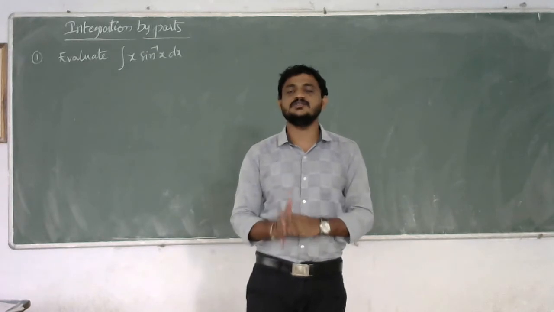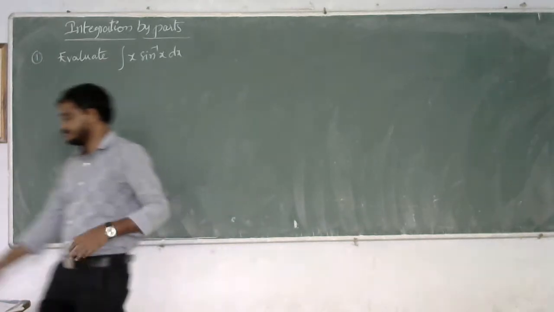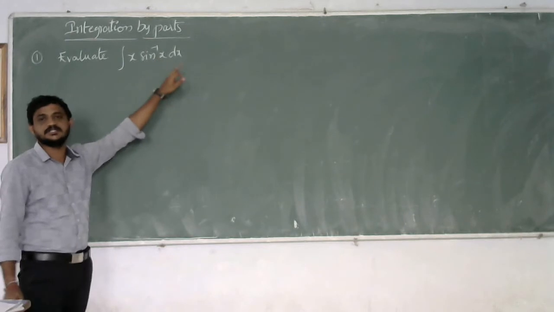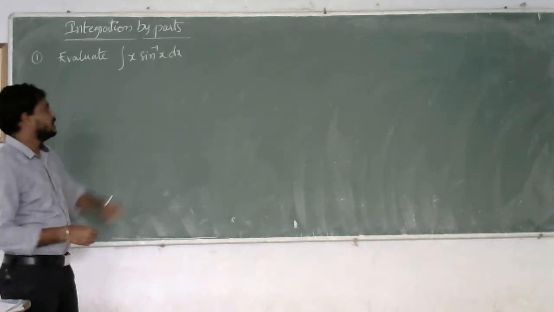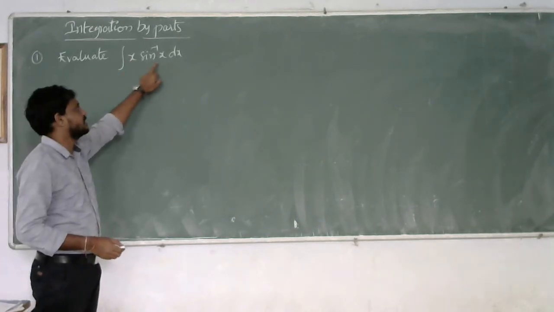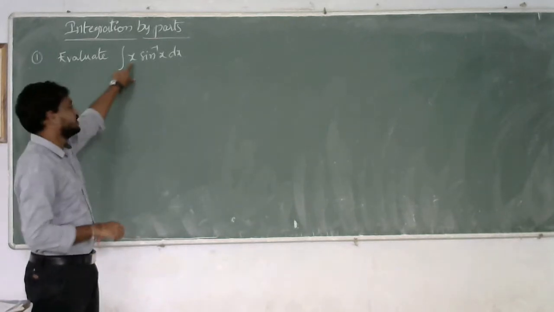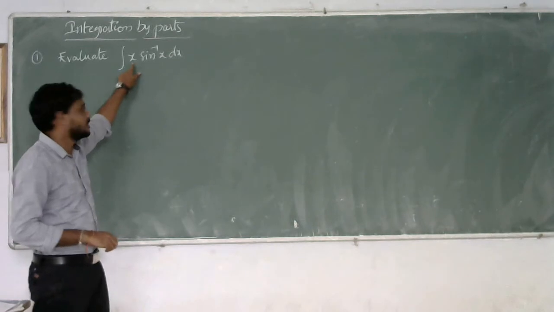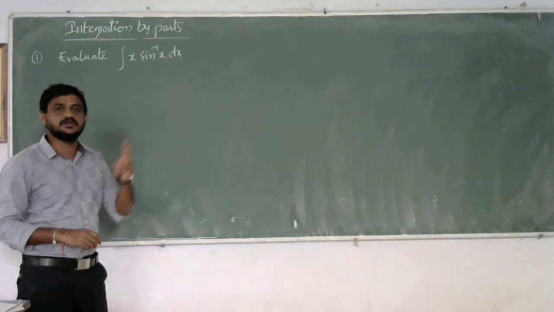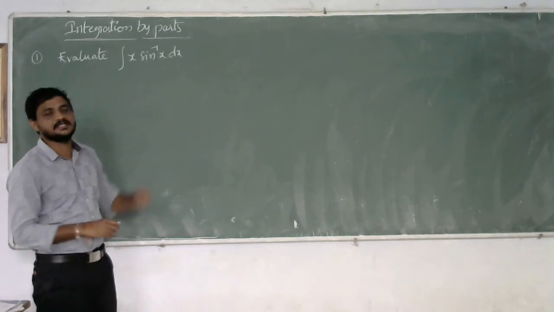Let us continue the same method in this session also. Let us solve this problem: evaluate integral x into sin inverse of x into dx. Here we have two different kinds of functions. x is an algebraic function and sin inverse of x is an inverse trigonometric function. So we have to solve this by using the integration by parts method.